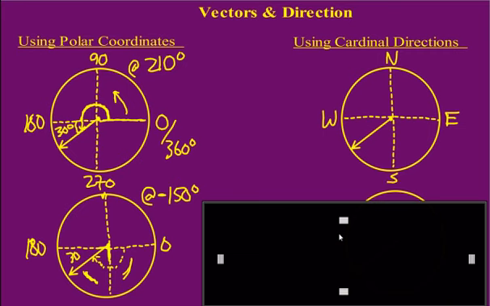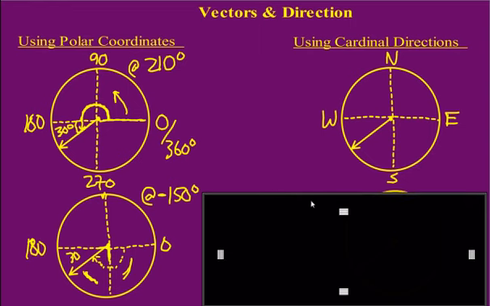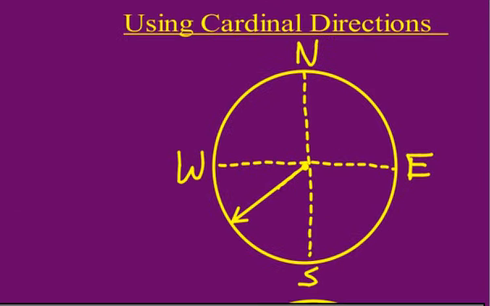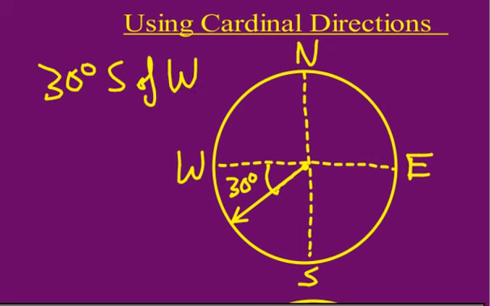And when you use the cardinal directions, the direction will always be at an angle less than 90. You just have to get it in the right quadrant. So you can see that our vector in this case is in the southwest quadrant. Again, this angle is 30 degrees. So the way we write this would be 30 degrees south of west. In other words, I used west as my reference line, and I went south of it, 30 degrees.